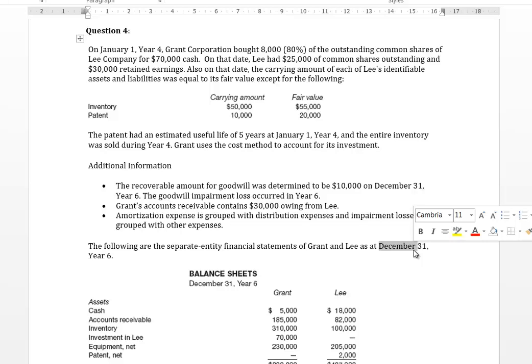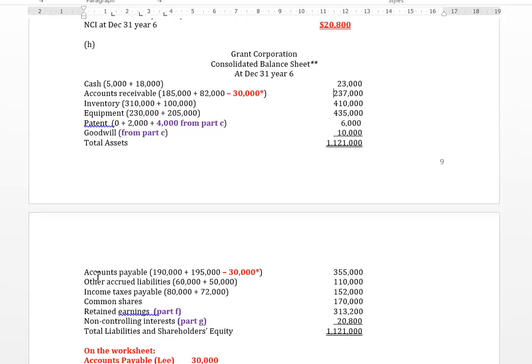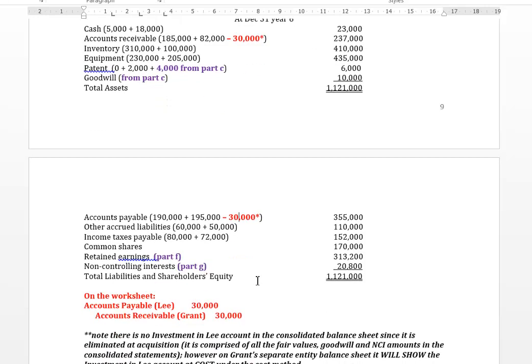So if you go back to the solution, what you'll see here is that we've removed the 30,000 from the accounts receivable balance to get to 37,000. And if we just want to slip down here to the accounts payable, we did the same thing here. Because don't forget, in this 195,000 of accounts payable is 30,000 owed to Grant. Well, that's intercompany. It's not with outside third parties, so we eliminate it. On the worksheet, what would you do? You debit Lee's payable and you'd credit Grant's receivable.